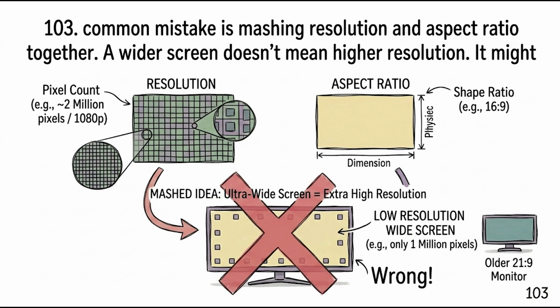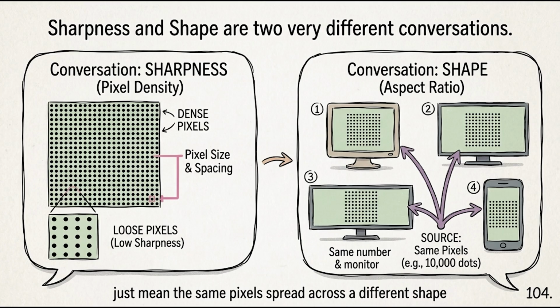A wider screen doesn't mean higher resolution. It might just mean the same pixels spread across a different shape. Sharpness and shape are 2 very different conversations.